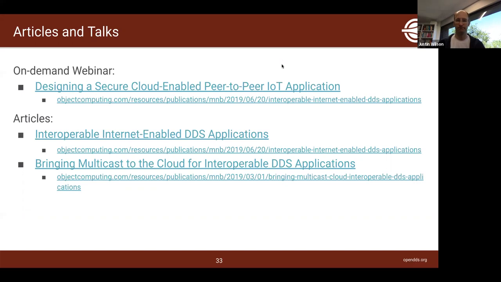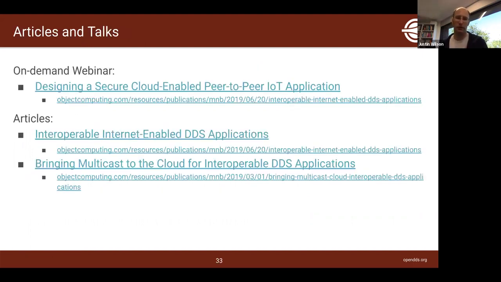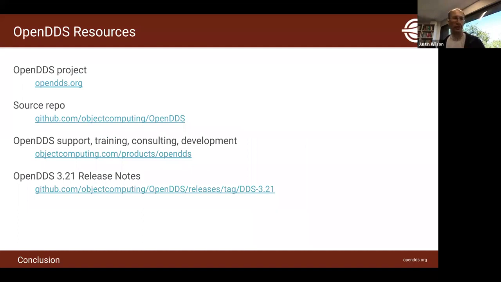Justin, do you want to advance? I think there might be another slide that has some resources and other on-demand webinars in case people are looking for any other content that they might want to reference. Right. These are articles specific to the RTPS relay and using OpenDDS on the internet. The next slides are general OpenDDS resources. And I think there's maybe one more, which are even more general. Those are just websites for the project itself, source repo, again, our support and training and so on. And then our most recent release is 3.21. And you can read about it on GitHub.